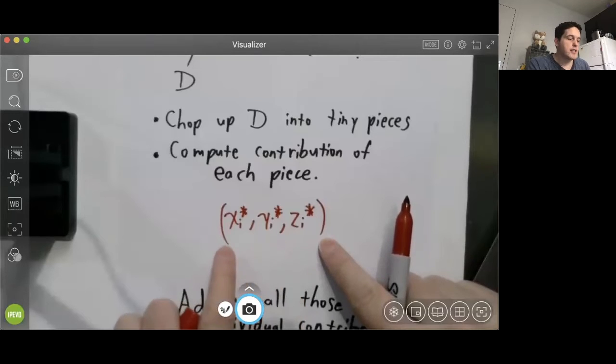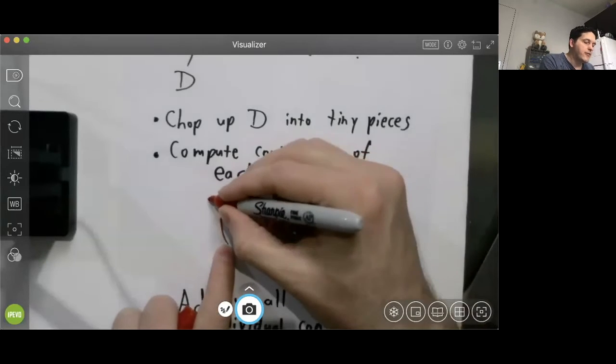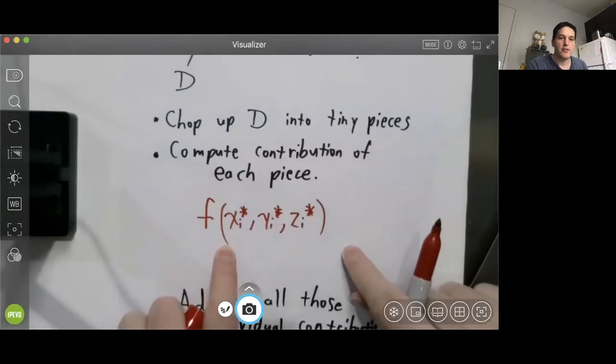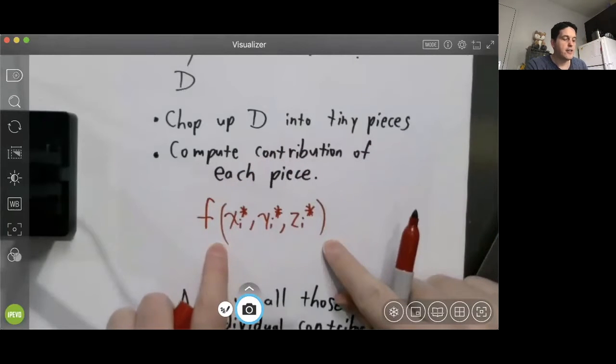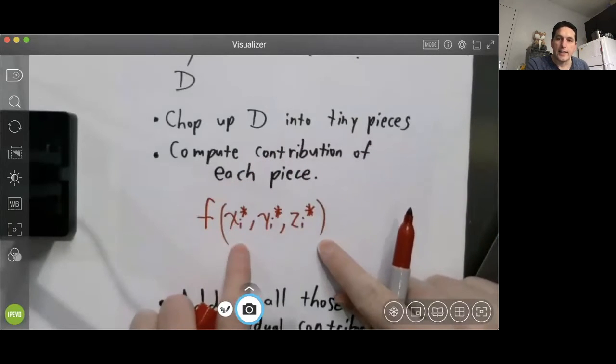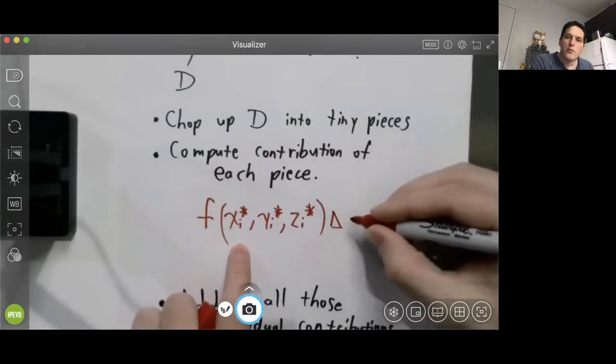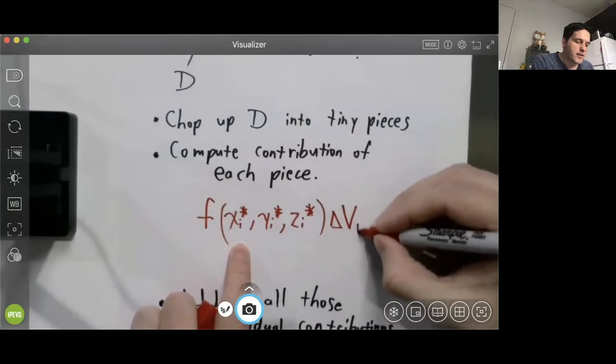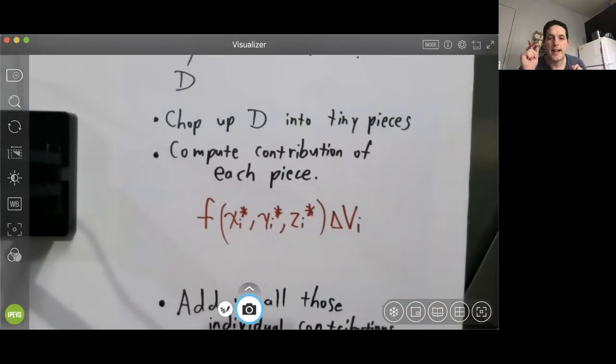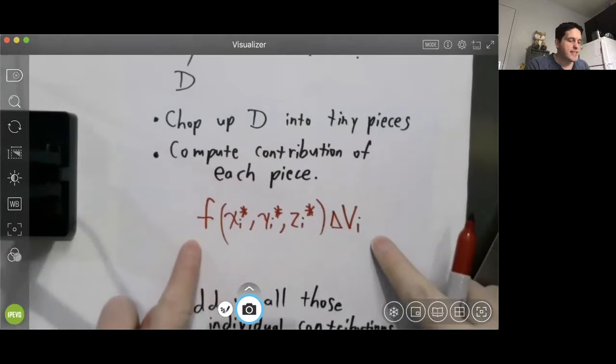And now we're going to evaluate our function f that we're integrating. We're going to evaluate f at this point, and then we're going to multiply by the volume of the ith tiny piece. And this number, this is the contribution of the ith piece.